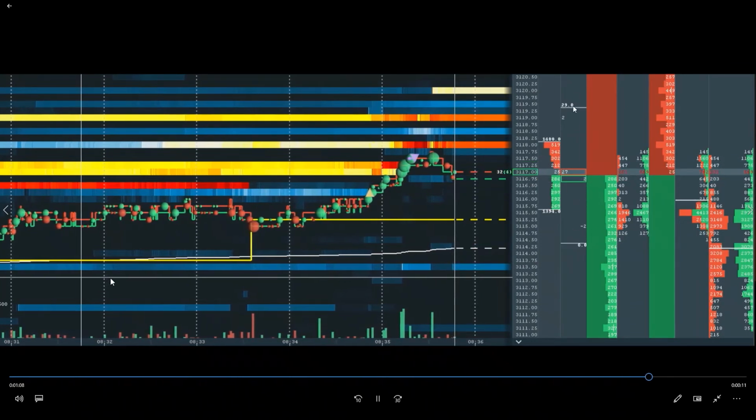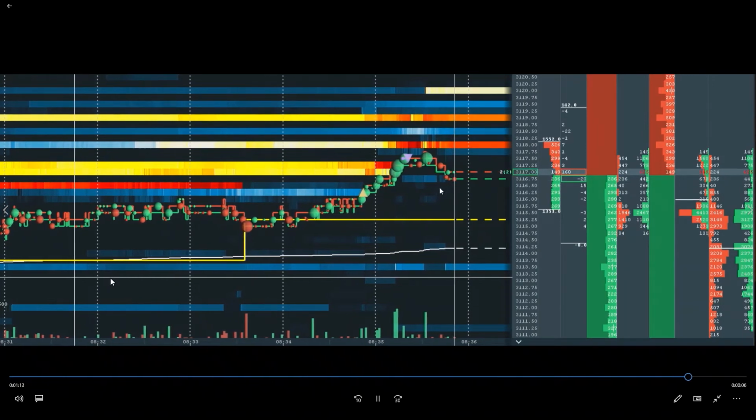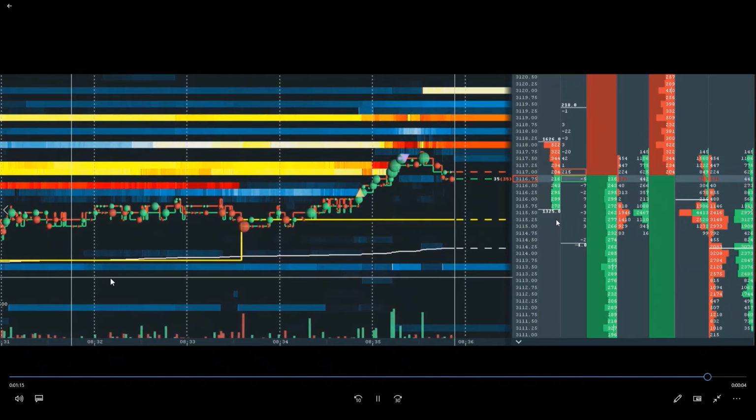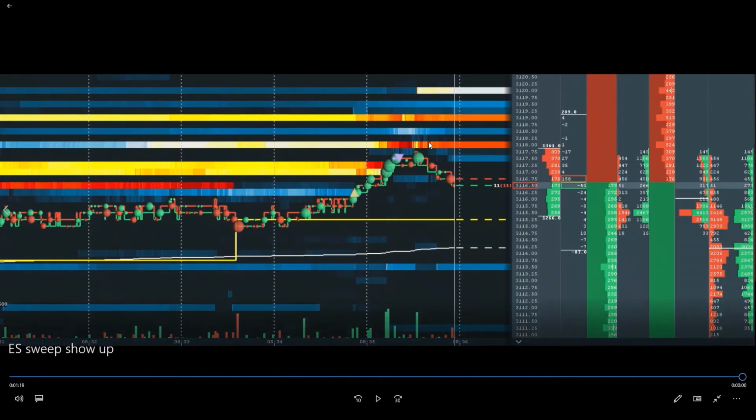I really like this tool so much. When you start seeing those little things, you can really have better and way more precise entries, keeping your risk really tight.